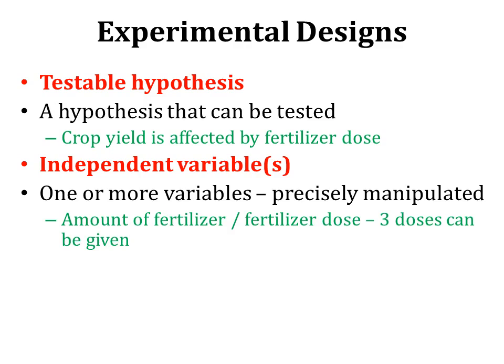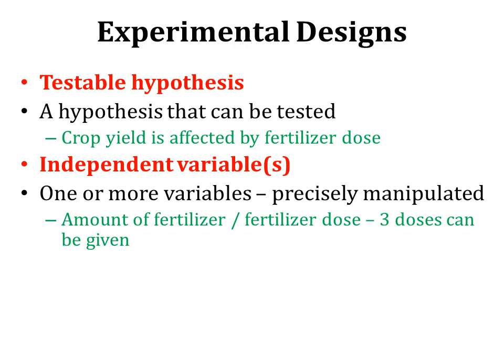For example, the amount of fertilizer or fertilizer dose. So 3 doses or 4 doses can be given. This is an independent variable because the amount of fertilizer is not dependent on anything. It is not dependent on crop yield, right? So this is an independent variable, and this variable can be precisely manipulated, so that you can precisely define the doses of fertilizer that you're going to apply onto the crop plants. This is what is meant by an independent variable in experimental design, a variable that can be precisely manipulated. So this is basically the treatment that you're going to apply.